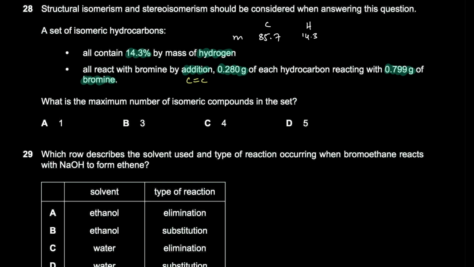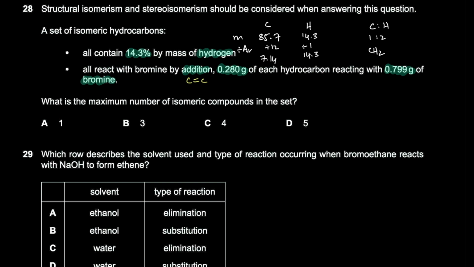So that means we can find the number of moles for each of them by dividing by the atomic mass. That would be 85.7 divided by 12 for carbon, 14.3 divided by 1 for hydrogen. So we get 14.3, and we get 7.14 when we do 85.7 divided by 12. So the carbon to hydrogen molar ratio is 7.14 to 14.3. If we divide by the smallest number, that would be divided by 7.14, we get a ratio of roughly 1:2. So the empirical formula is CH2.